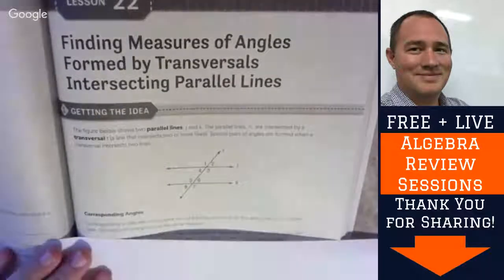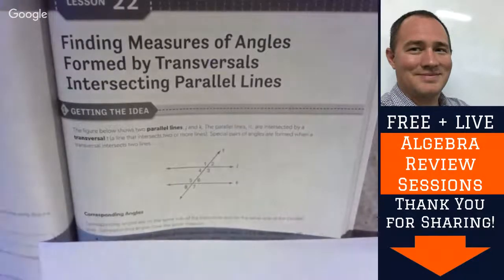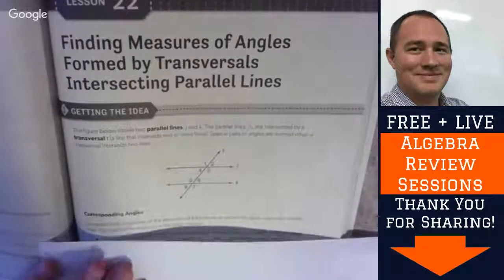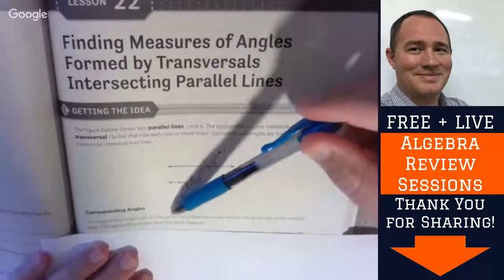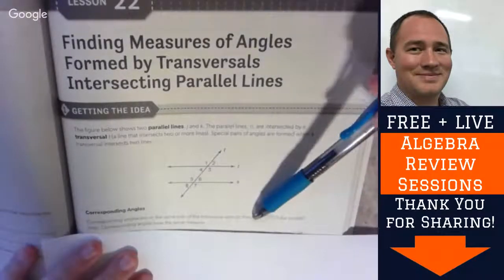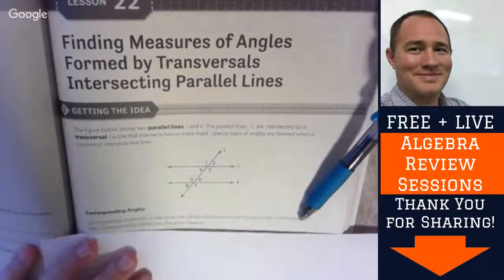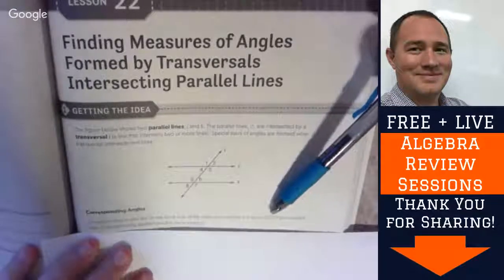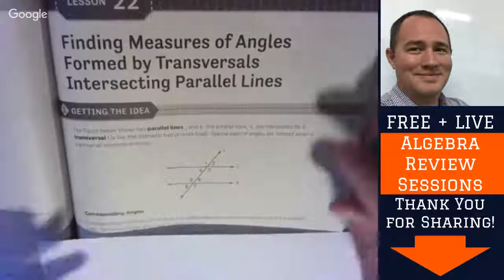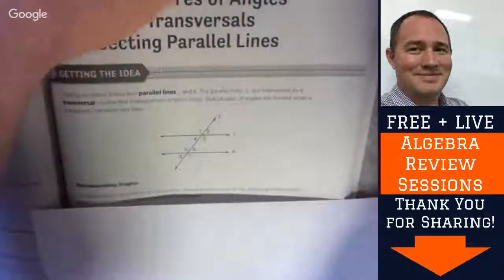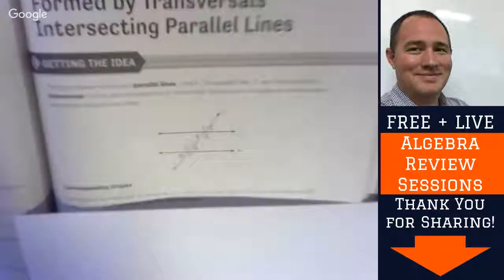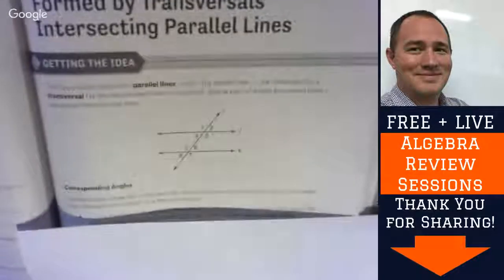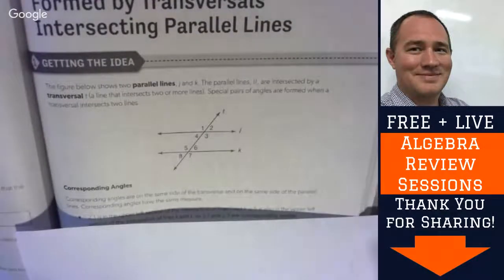We have corresponding angles, and those are angles that are on the same side of a transversal and on the same side of the parallel lines. With that definition, I'll zoom in a little bit and see if you can identify on your own some corresponding angles. See if you can pick a few.